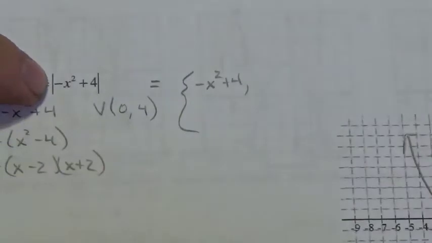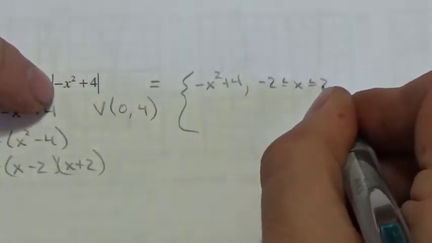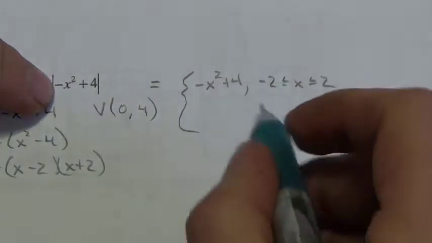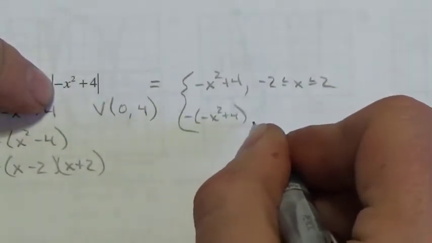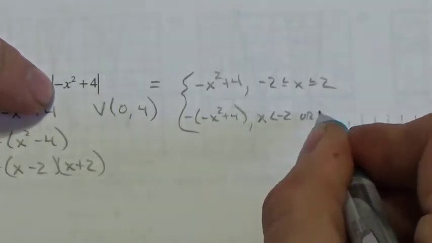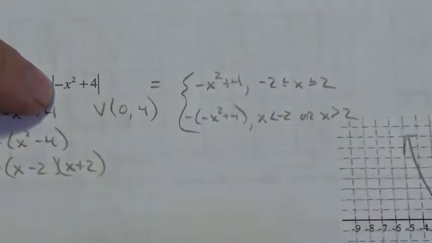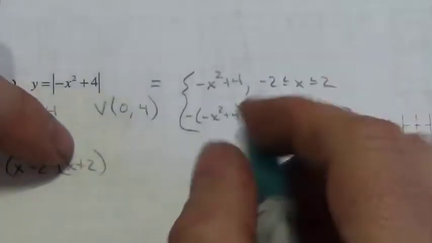That part that doesn't change, we already saw was the part that was in between the two x-intercepts. Then what I'm going to do is I'm going to put a negative in front, and that's going to occur where x is less than -2 or where x is greater than +2. Okay? So there were two parts to that. Two parts that did change.